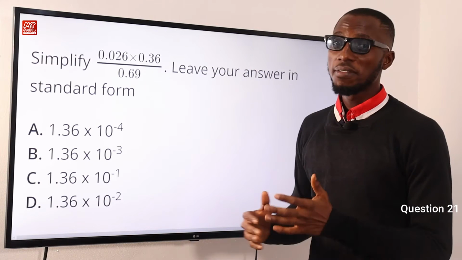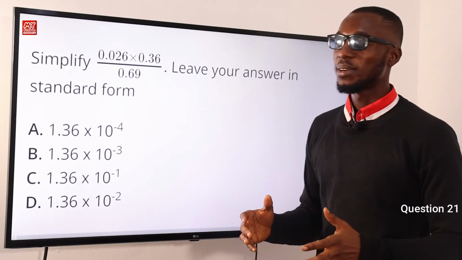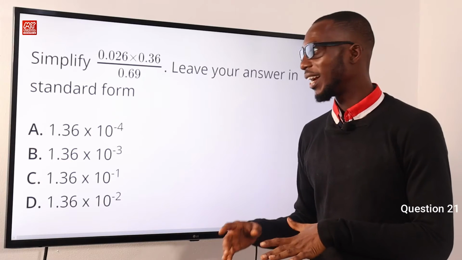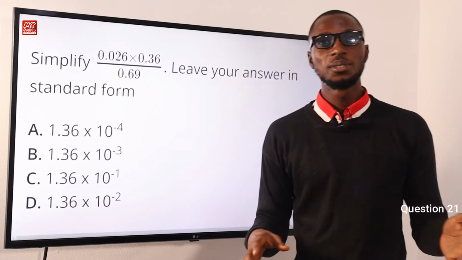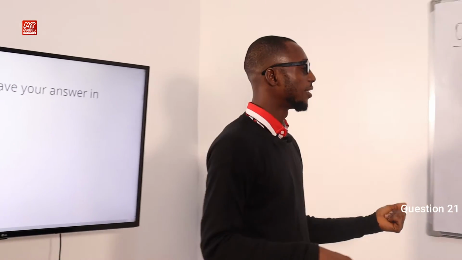21. Simplify 0.026 times 0.36 over 0.69. Leave your answer in standard form. So I can also use standard form to tackle this question.